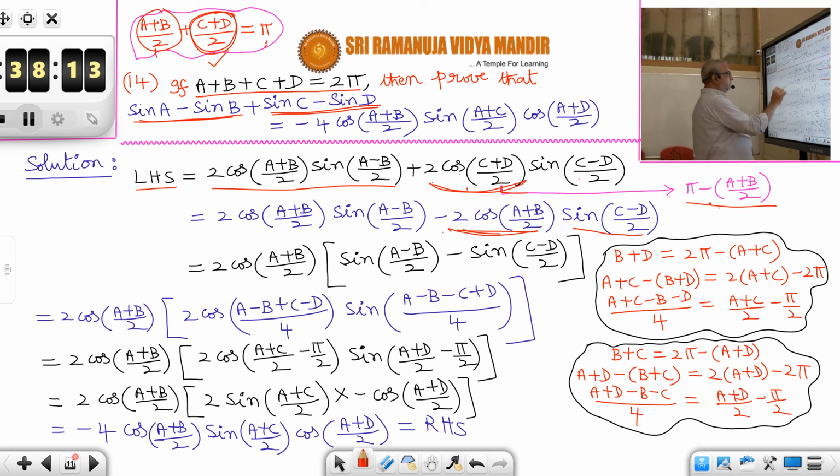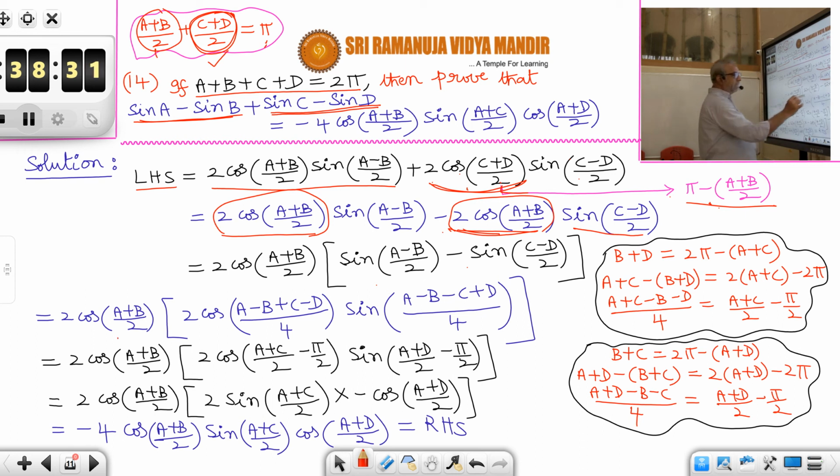Now you can take this 2 cos a plus b by 2 common here. So 2 cos a plus b by 2 common. In the bracket I get sin a minus b by 2 minus sin c minus d by 2. Okay. So 2 cos a plus b by 2 outside.